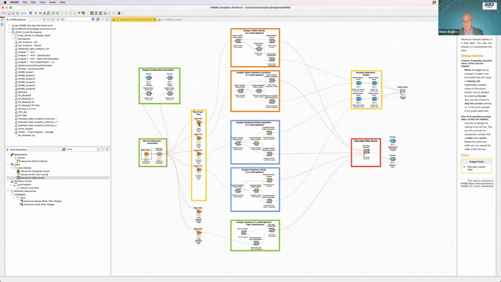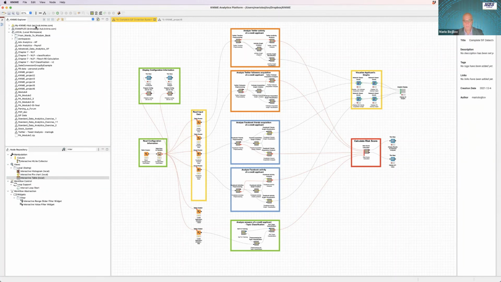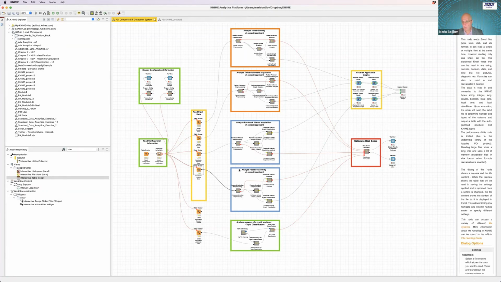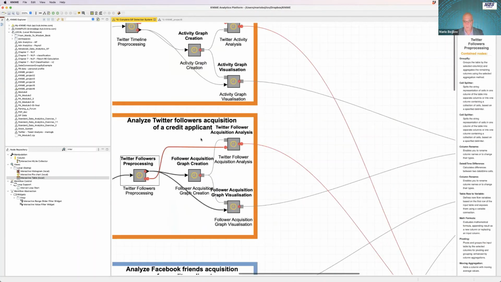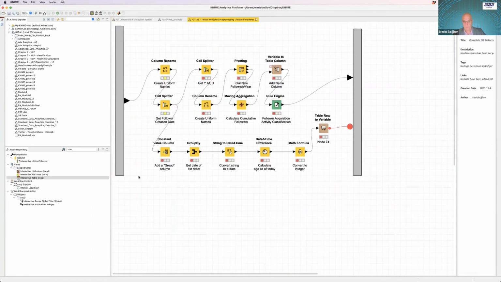What you see here in the yellow frame, these are the normal nodes, but when you have a look at the gray nodes, each one of these gray nodes is actually a so-called meta node, which contains other nodes. This is just one example. Here is another with about 15 different other nodes.